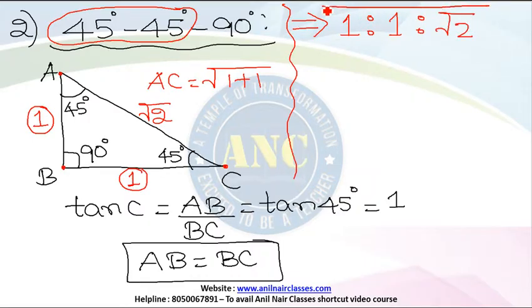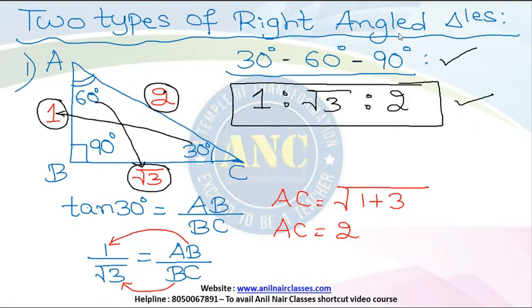Very important. These are all extremely important points before I start solving the actual questions in heights and distances, and you will understand how easily the problems will be simplified to a greater extent using all these concepts. If it is 30, 60, 90 degrees, the side ratio will be 1 is to root 3 is to 2. That means opposite to 30 degrees, please assume it as 1. If you assume it as 1, the side opposite to 60 will definitely be root 3. The hypotenuse will definitely be 2 in case of a 30, 60, 90 degrees right angle triangle.